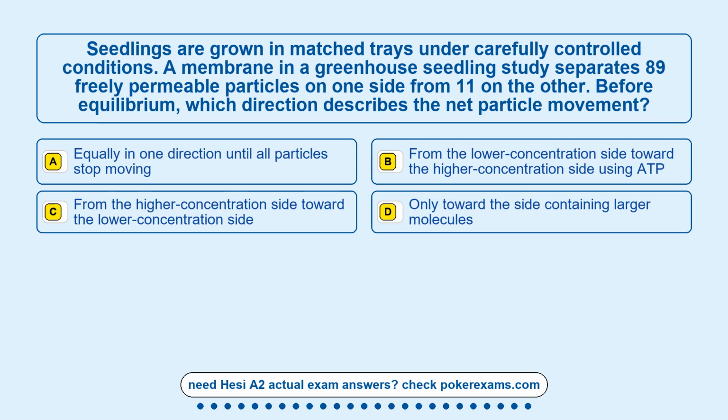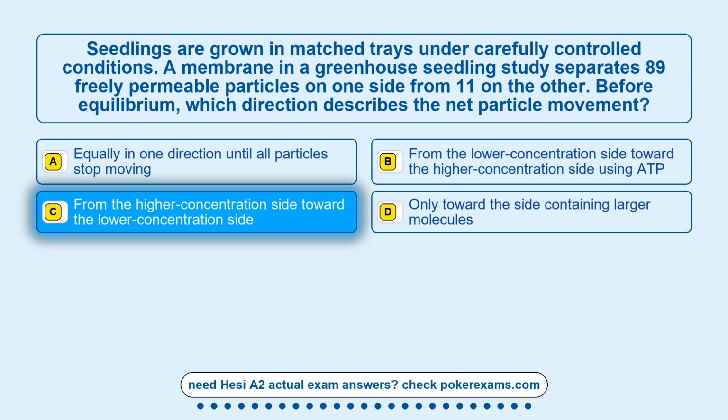Question 25. Seedlings are grown in matched trays under carefully controlled conditions. A membrane in a greenhouse seedling study separates 89 freely permeable particles on one side from 11 on the other. Before equilibrium, which direction describes the net particle movement? Option A, equally in one direction until all particles stop moving. Option B, from the lower-concentration side toward the higher-concentration side using ADP. Option C, from the higher-concentration side toward the lower-concentration side. Option D, only toward the side containing larger molecules.